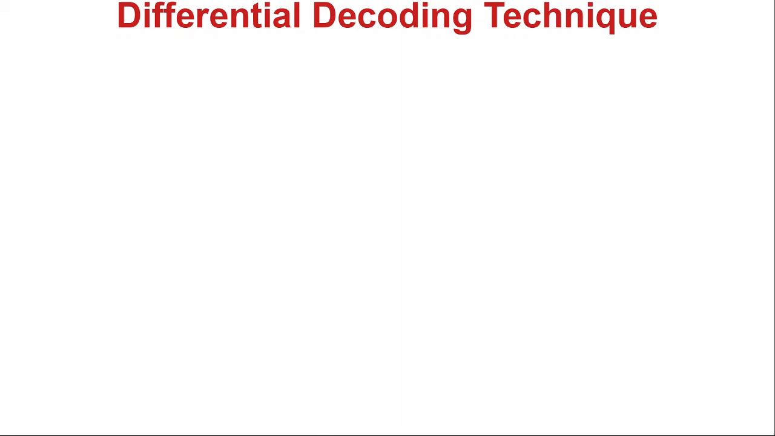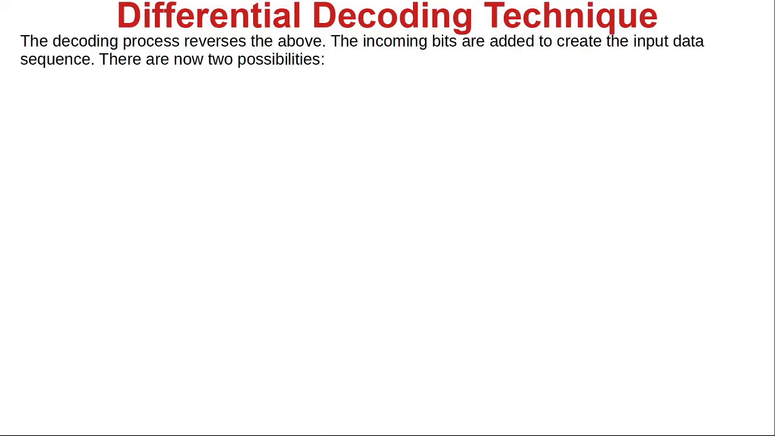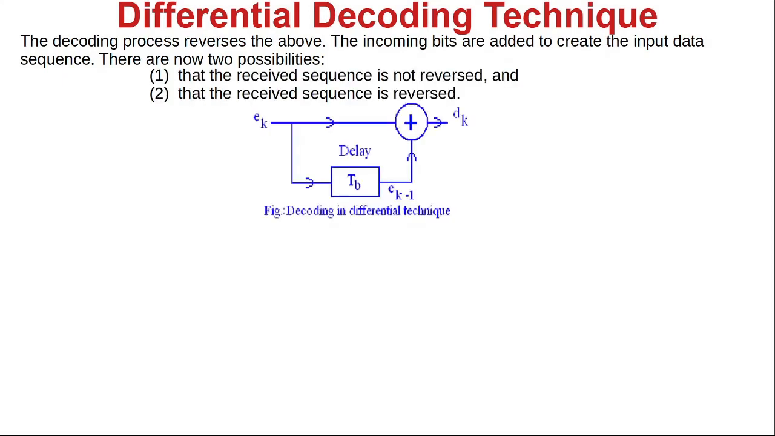Now let us see the decoding technique. The decoding process reverses the encoding. The decoding circuit is shown below. The incoming bits are added to create the input data sequence dk, and this dk will be ek exclusive or ek minus 1. Now there are two possibilities. Number 1, the received sequence is not reversed, and number 2, the received sequence is reversed.